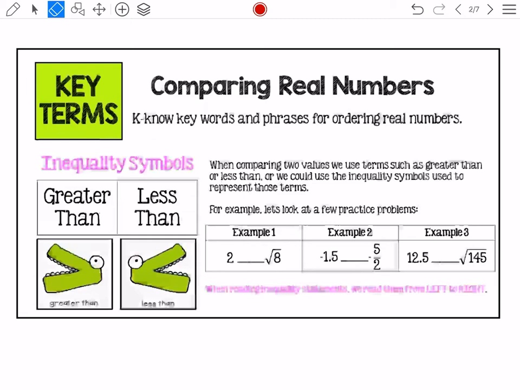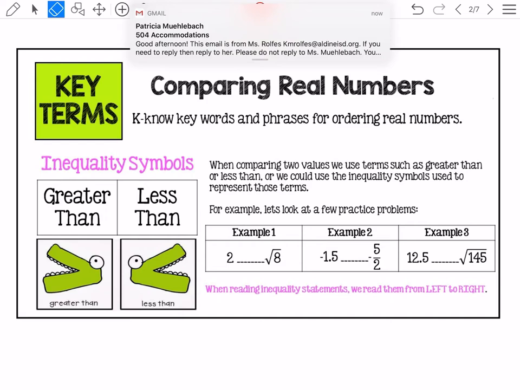Okay, so again, remember when we're comparing numbers, we're going to use those inequality symbols such as greater than or less than. This is nothing new. Here again, we're looking at example number 1. Just a reminder, we read inequality symbols or statements from left to right, just like we would read a book. So here we're trying to determine if 2 is either greater than or less than the square root of 8.